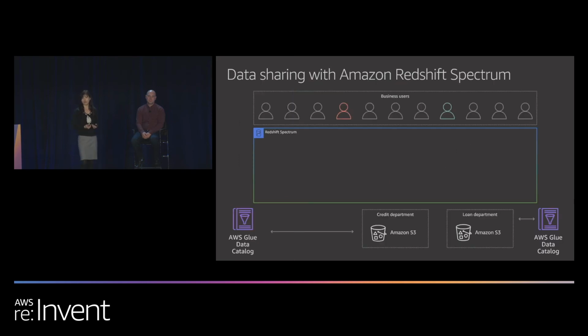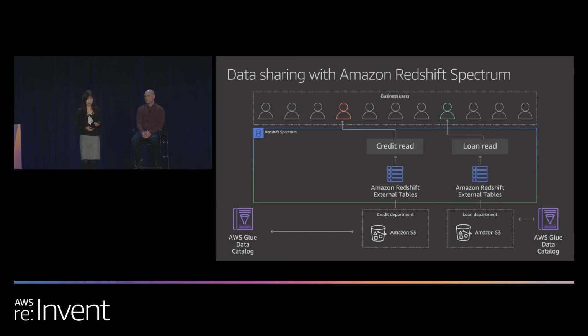So I mentioned that one of the capabilities we would like to have is data sharing. And we use Amazon Redshift Spectrum to enable that capability. In the example I'm picking here, we have a credit department and a loan department. Data is maintained individually by each department. And we use AWS Glue Data Catalog to store our metadata. Now let's say the users in the credit department want to access this data in the S3 bucket.